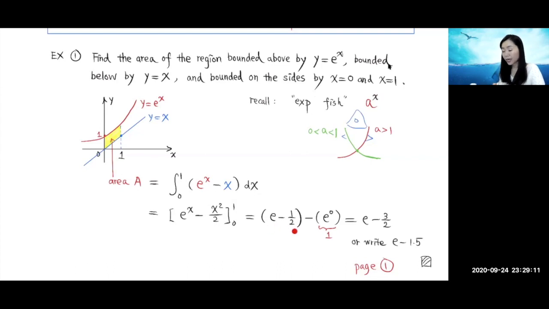e minus 1/2 minus e to the 0 power. e to the 0 power is equal to 1. So simplifying, we get e minus 3/2, or you can write e minus 1.5. So this is the area between these two curves, x going from 0 to 1. Okay.